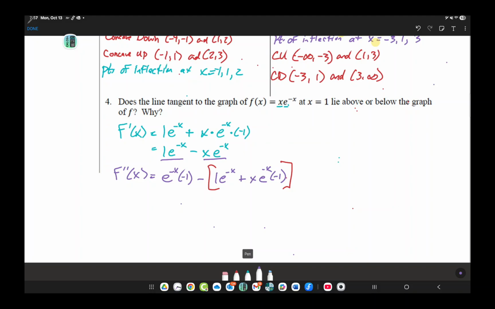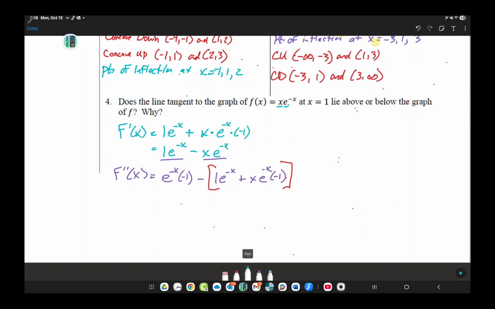Now, what we can do, and it really makes no difference because I could simplify this, but it really doesn't make a difference. Because what am I looking for? I'm trying to see if the tangent line is above or below the graph at 1, which basically means if I plug in 1 into the second derivative, do you get a positive or a negative number? Doesn't matter what the number is, is it positive or negative?